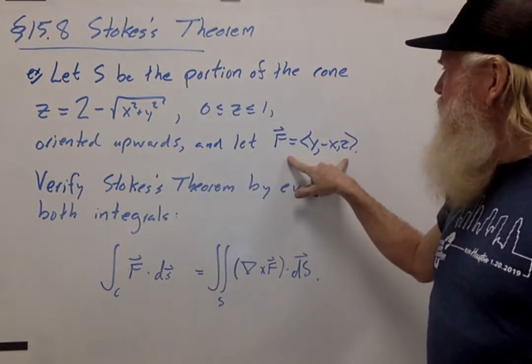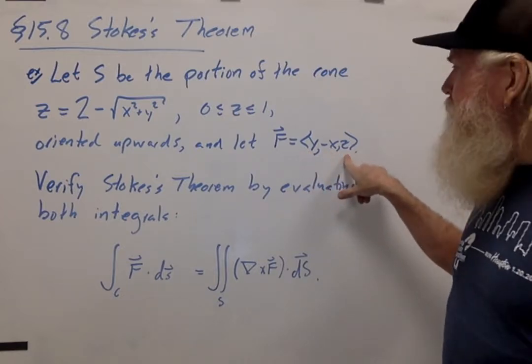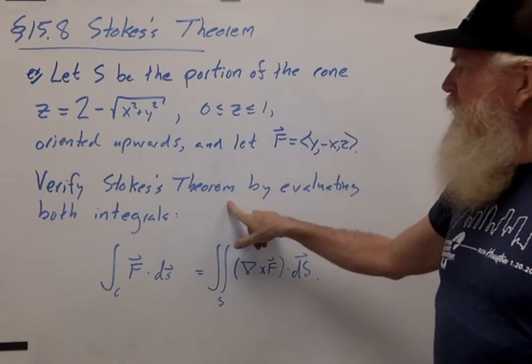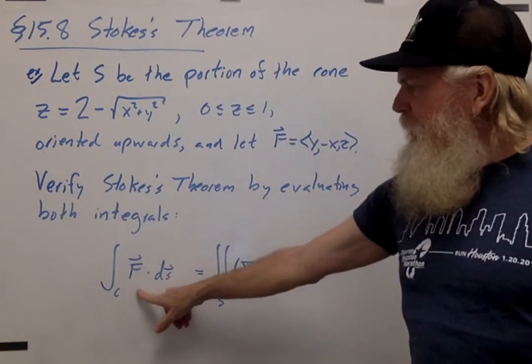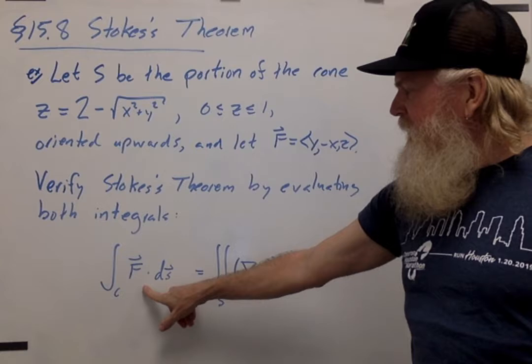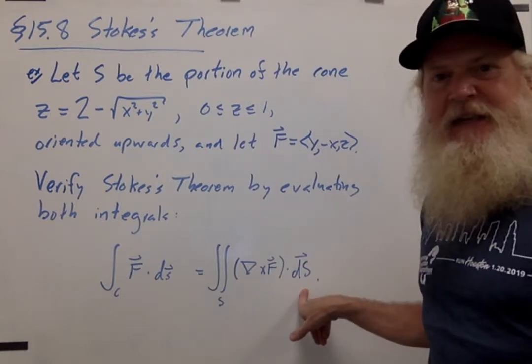And let's let F be the vector field y, negative x, z. I'd like us to verify Stokes' theorem by evaluating both of these integrals: the integral over C of F dot little ds, and over S the curl of F dotted with big dS.